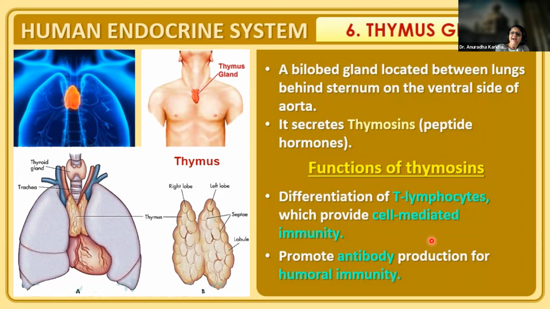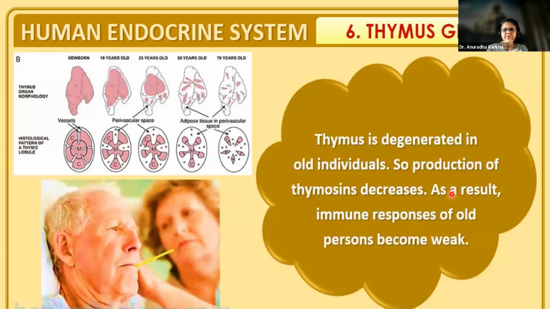Got it? Understood? So see here, that is what is mentioned over here. See, thymus is degenerated in old individuals, so production of thymosin decreases. As a result, immune response of old person becomes weak.